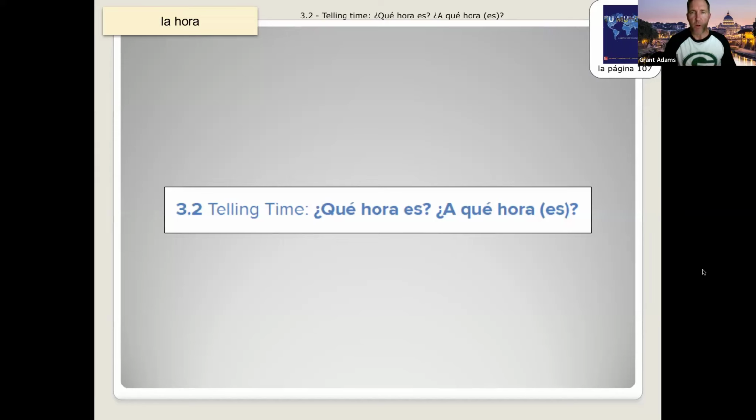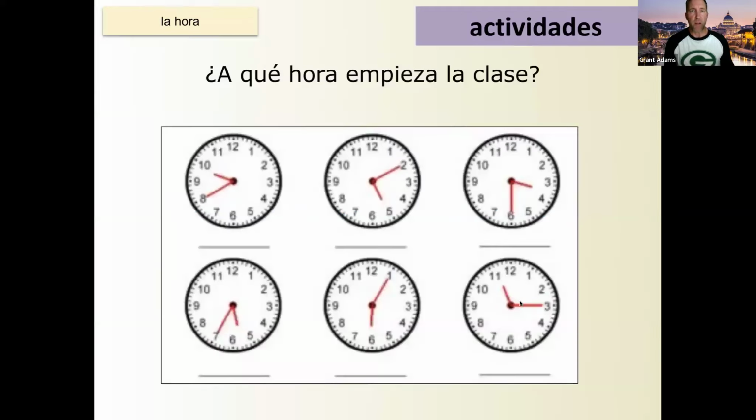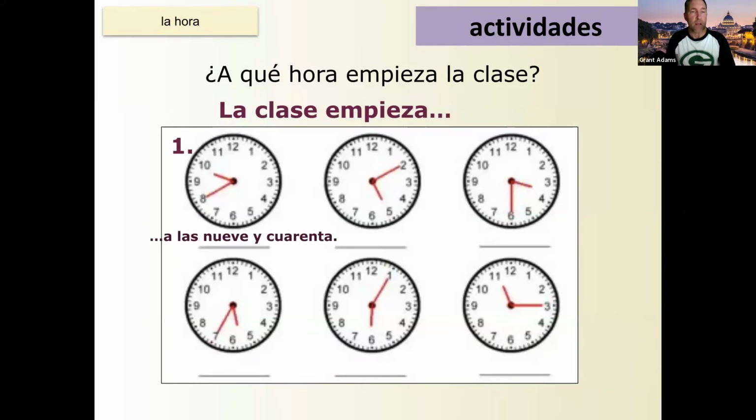Okay, perfecto, muy buena pregunta. ¿Qué hora es? Vamos a practicar. ¿A qué hora? But instead of saying qué hora es, son las 6:38, I want to get away from son las. Let's use it in a sentence. ¿A qué hora empieza la clase? What time does class start? Por ejemplo, la clase empieza a las 9:40. Class starts at 9:40. Now, we're not going to say son las because I'm not asking what time is it. What time does it start? ¿A qué hora empieza la clase? La clase empieza a las 9:40.